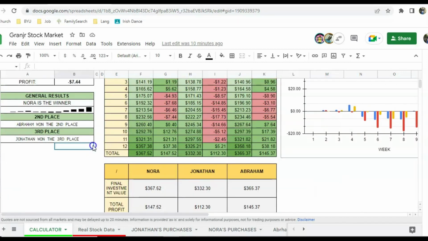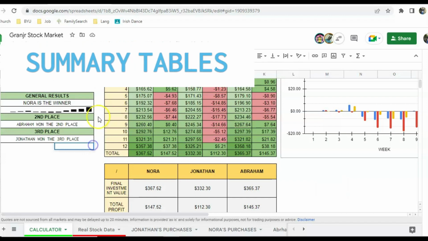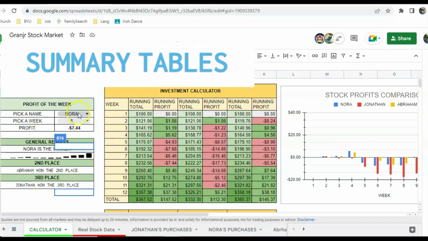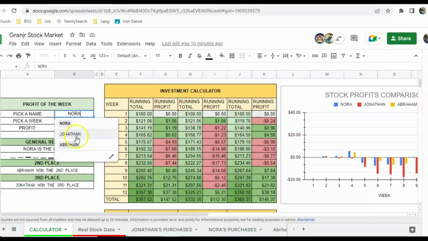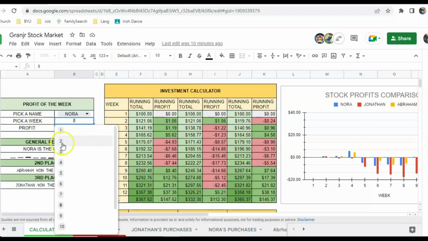If you're very curious, you can go here, this left place of the sheet, and click here and see if it's Nora, Jonathan, or Abraham, and you can check whichever week you want. Perfect.